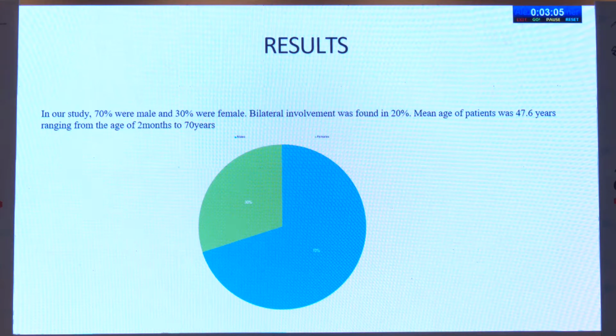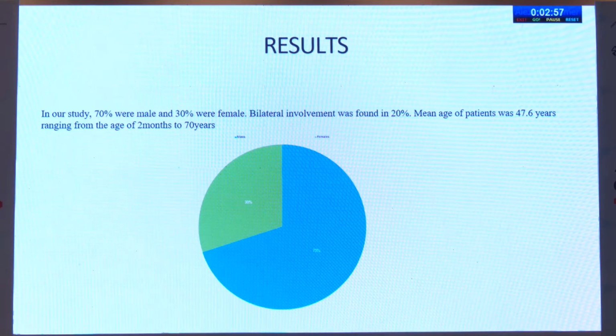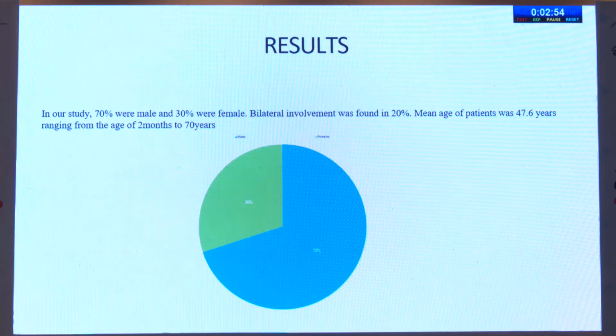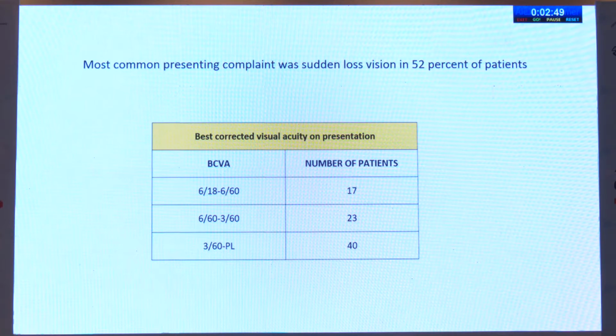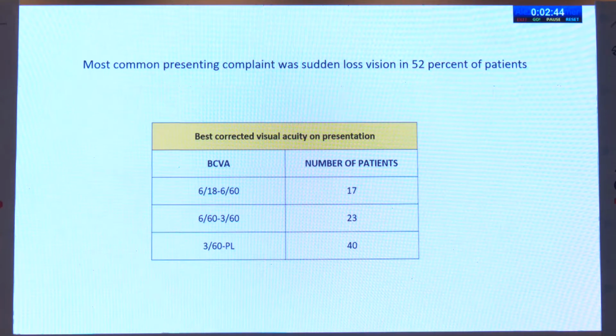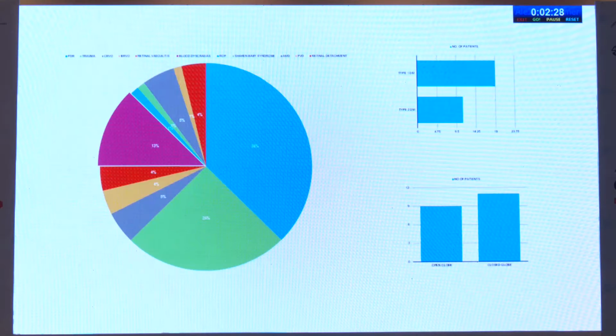The results of the study were: 70% were males and 30% were females. Bilateral involvement was seen in 20%. Mean age of patients was 46.6 years, ranging from 2 months to 70 years. The most common presenting complaint was sudden loss of vision in 52% of our patients. The presenting visual acuity of 6/18 to 6/6 was present in 17 patients, 6/60 to 3/60 in 23 patients, and most of the patients had visual acuity between 3/60 to PL positive.